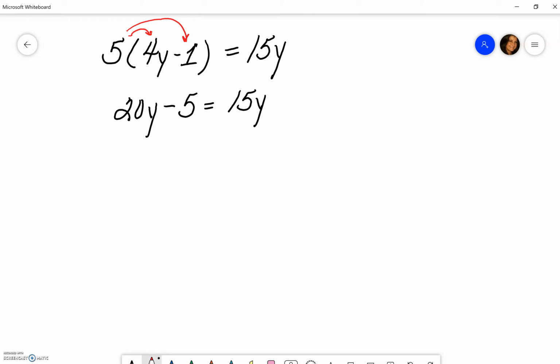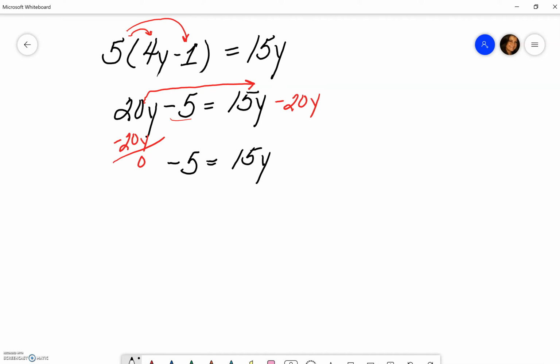Same scenario. I'm going to move this over here so all the y's are on one side and the numbers remain on the other. So this was a 15, I'm sorry. If I subtract this out, minus 20y, that'll zero. And we can do the same thing on this side. So to rewrite that, that would be a -5 equals 15y minus 20y.